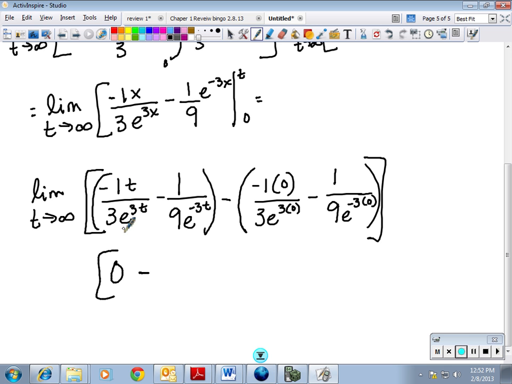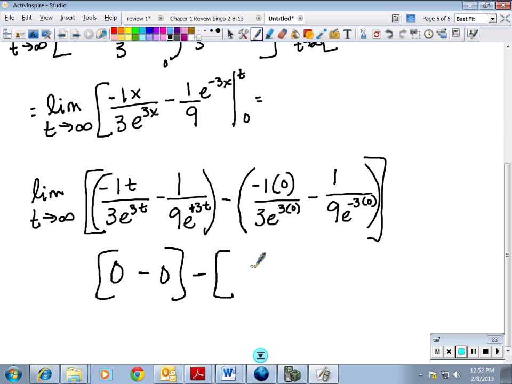If that doesn't make sense to you, you probably want to go back and look at your limit rules. And hey, look, when I brought that down, I did not make it positive. Oops. So this one, again, if I fill in infinity here, this is going to grow a lot bigger than 1. So the bottom is bigger than the top, so it's 0.